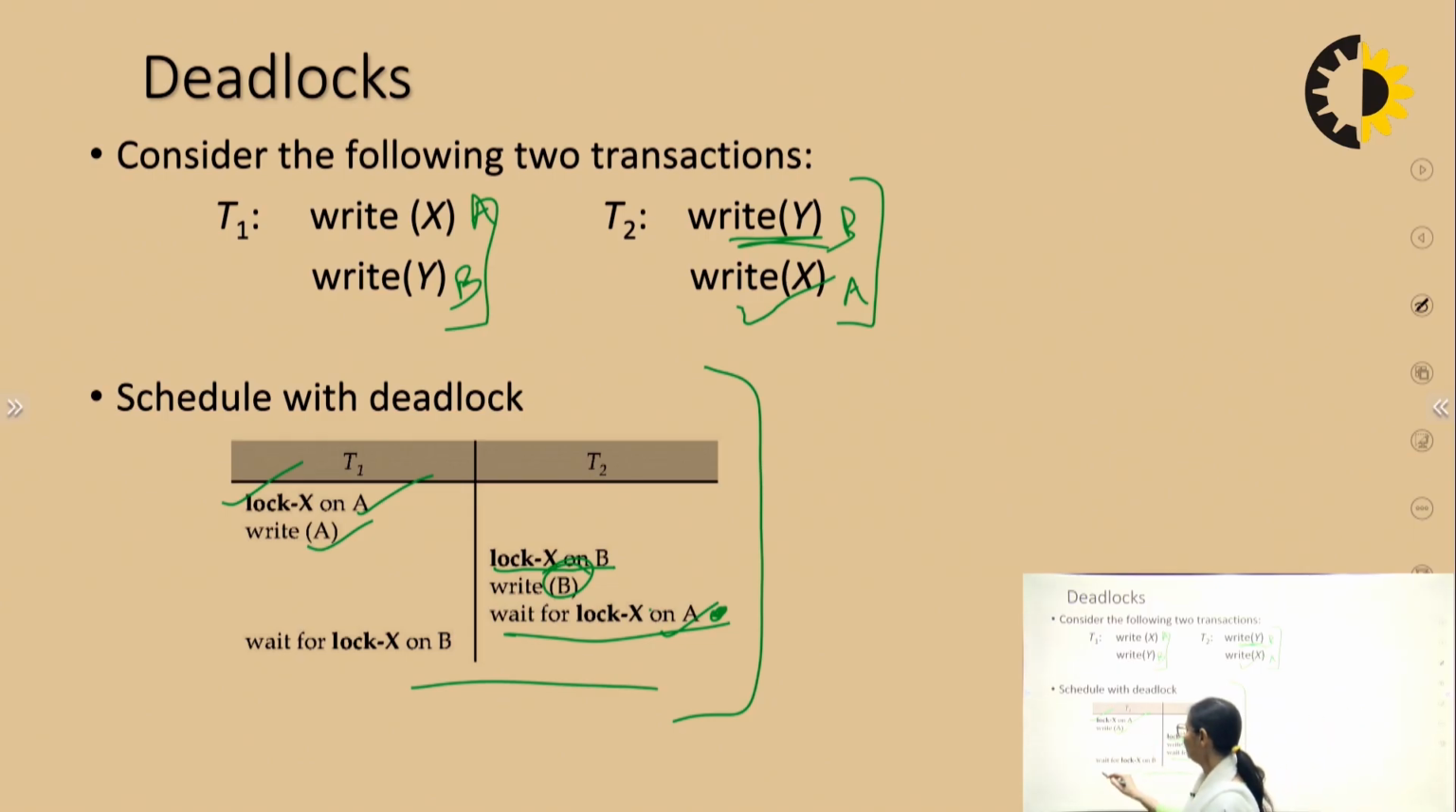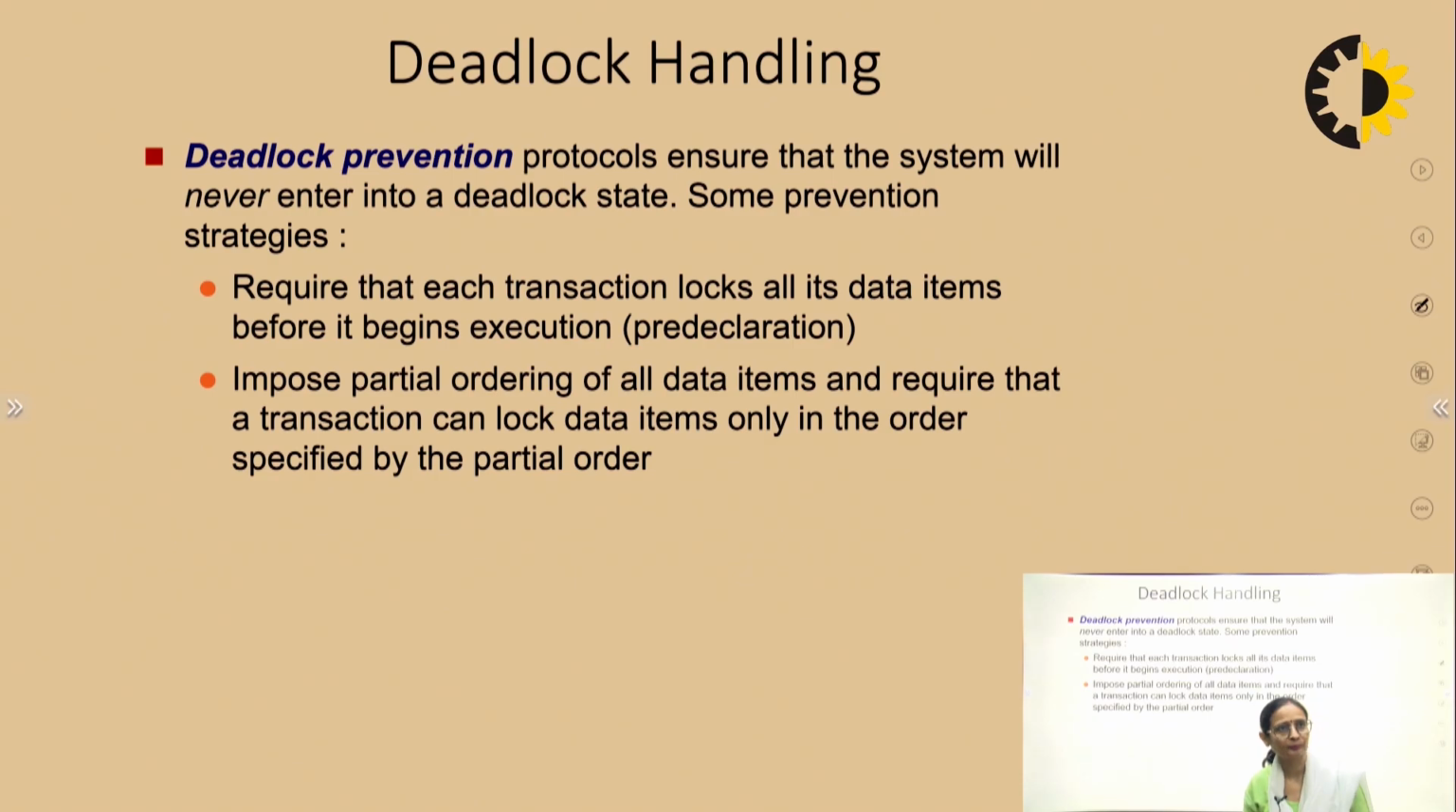Similarly, T1, as it proceeds, tries to acquire the exclusive lock on B, but still doesn't get it, due to the same reason we saw in the case of data item A. So now the question comes: how do we handle deadlock in DBMS?